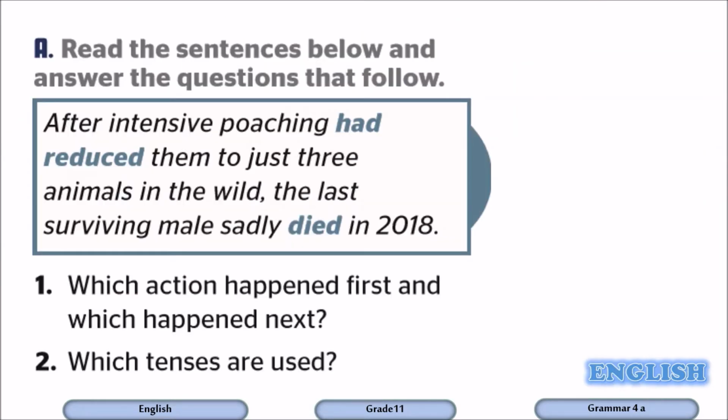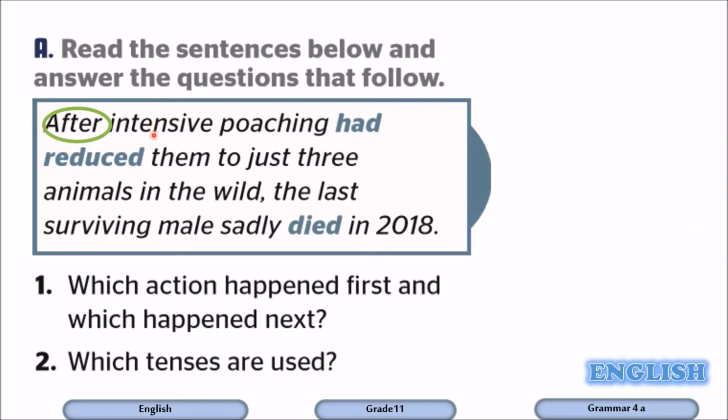Now let's move on to your student book, page 55, and start with activity A. Read the sentences below and answer the questions that follow. It is very important to understand the situation here so we can answer these questions later. After intensive poaching had reduced them to just 3 animals in the wild, the last surviving male sadly died in 2018. Which action happened first and which happened next?